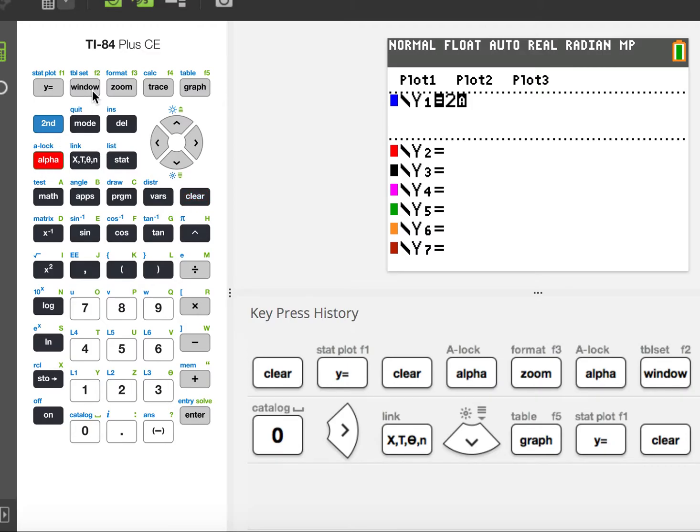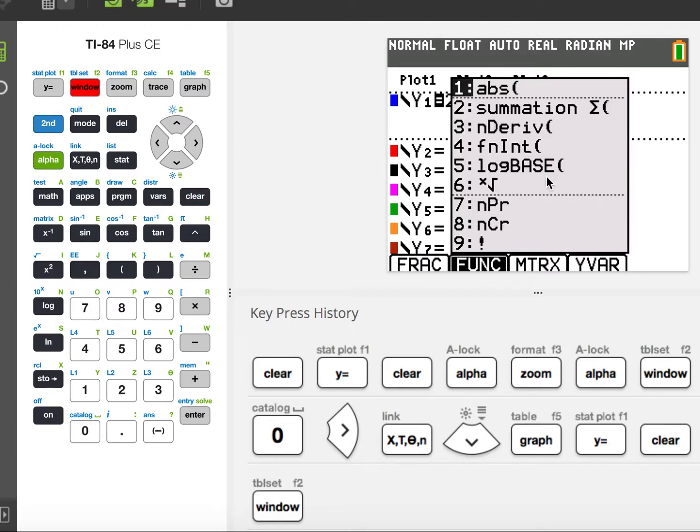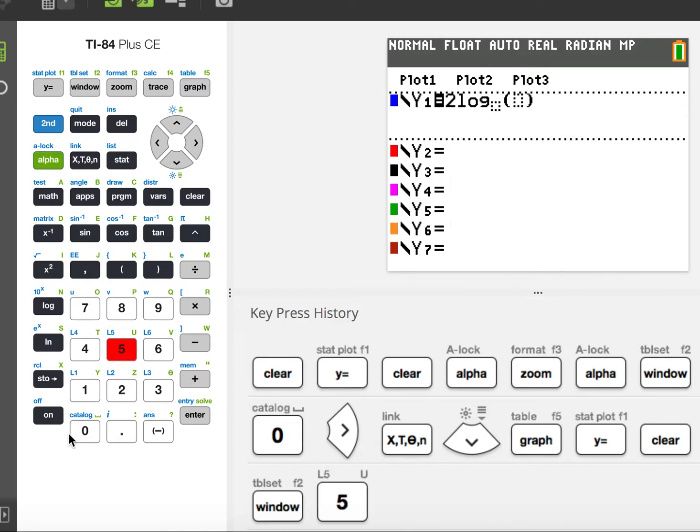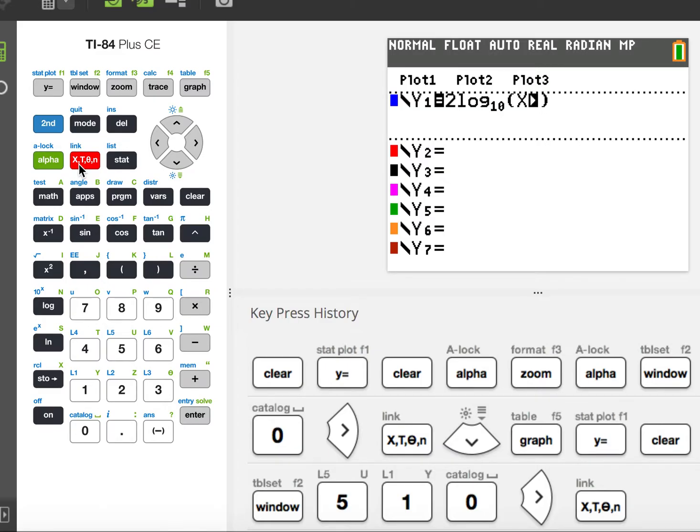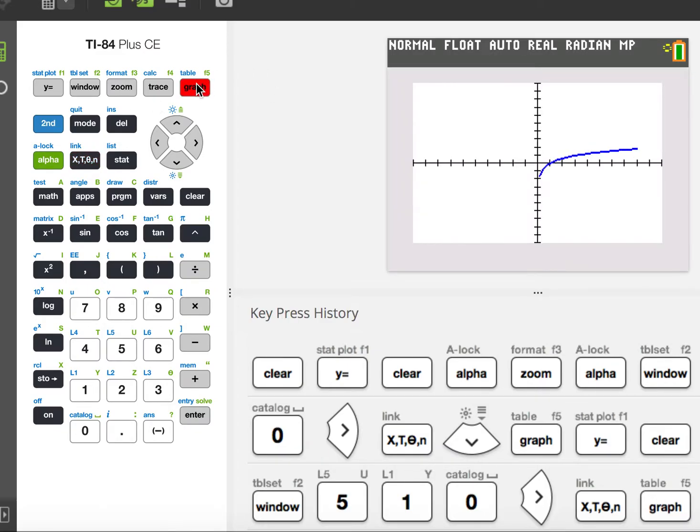Okay, I go alpha F2, pick number 5, 10, x. Okay, just like that. And graph it and see how it looks different. Looks a little different to me. Not super different necessarily, but I can see some differences in it.